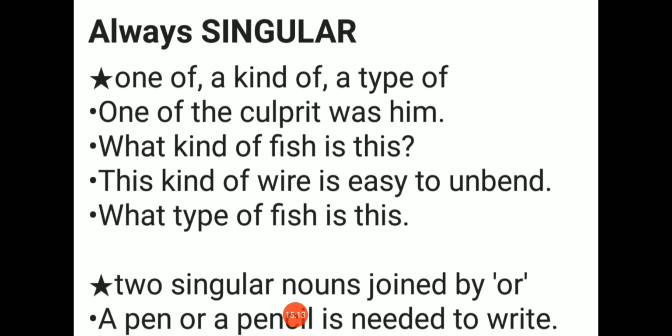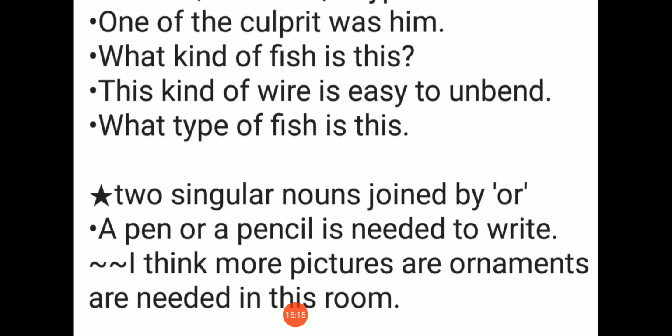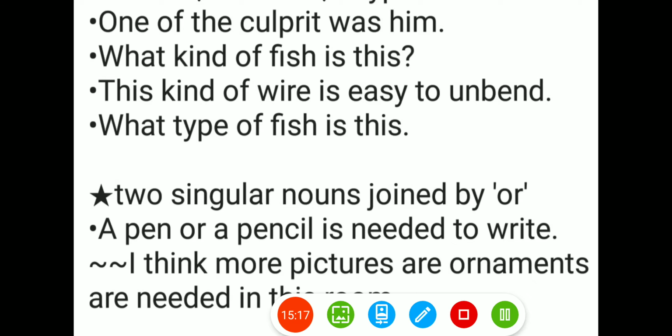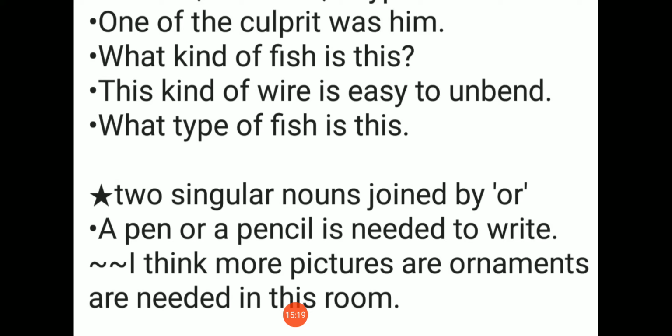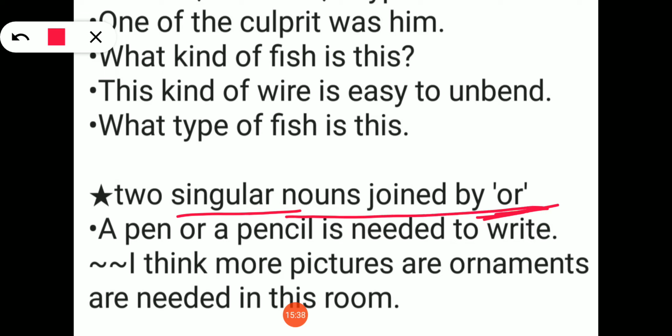Okay, so the next one is two singular nouns joined by or. Two singular nouns joined by or. So or is a conjunction, a coordinating conjunction. You might have learnt in your lower class that or is a coordinating conjunction. So a pen or a pencil is needed to write. See here, two singular nouns joined by or.